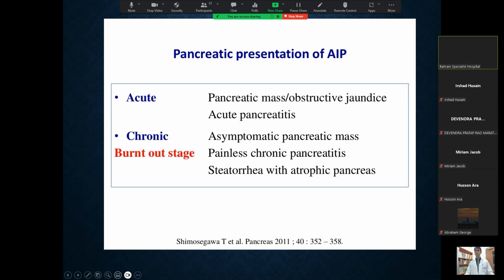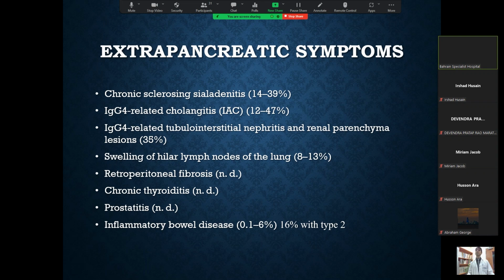As an acute presentation, it can present with an acute pancreatic mass, obstructive jaundice, or pancreatitis, and chronic or burnt out disease can present as an asymptomatic pancreatic mass. Painless chronic pancreatitis, steatorrhea with atrophic pancreas can also be the presentation. There are different extra pancreatic symptoms like sclerosing sialadenitis, involvement of the salivary duct, IgG4 related cholangitis, IgG4 related renal diseases, and swelling of the lymph nodes like mediastinal lymphadenopathy.